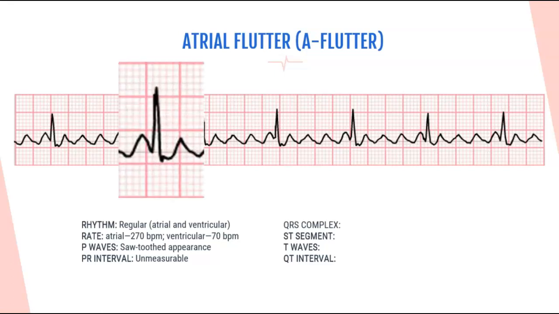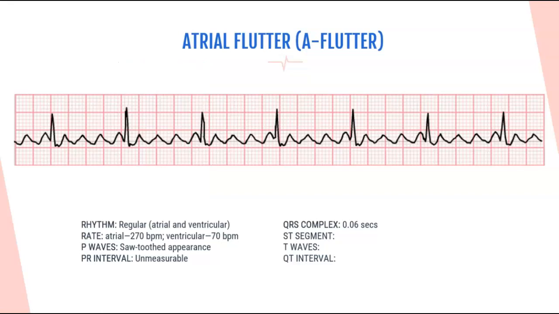Our QRS complex is about 1.5 small squares, so that's 0.06 seconds. Our ST segment is unidentifiable because there are no T waves that we can really see. All of these sawtoothed appearances are our P waves. Again, T waves are unidentifiable, and our QT interval is going to be unidentifiable as well. Our interpretation of this strip is atrial flutter.